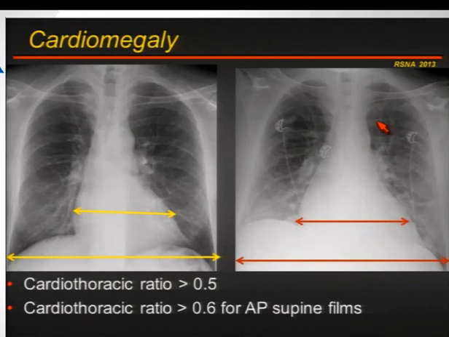Cardiomegaly is considered to be present on the chest radiograph where the cardiac diameter exceeds half of the diameter of the chest in patients where the chest radiograph was obtained in upright PA projection. For the supine or AP radiographs, the ratio will be 0.6. Although this sign, as we all know, is very non-sensitive and non-specific, it's useful for initial assessment of chest radiograph for detection of pulmonary edema.